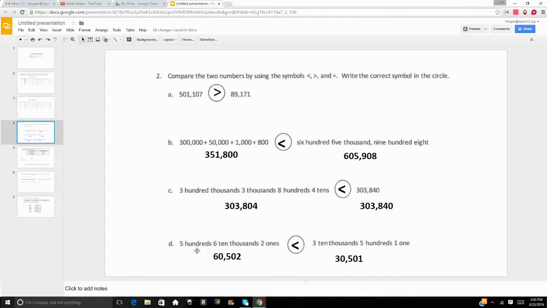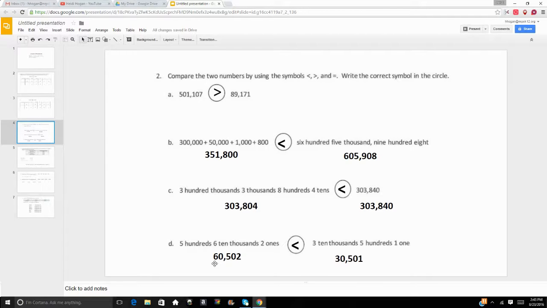And finally, 500s, 6 10,000s, what? 2 ones. They put this in a different order. So you do have to be aware and not just write the digits down. So we have 6 10,000s, so 60,000, 500s, and 2 ones. So that's 60,502. 3 10,000s, so that's 30,000. 500s, 1. So in the 10,000s place, we can see that, did I do this?